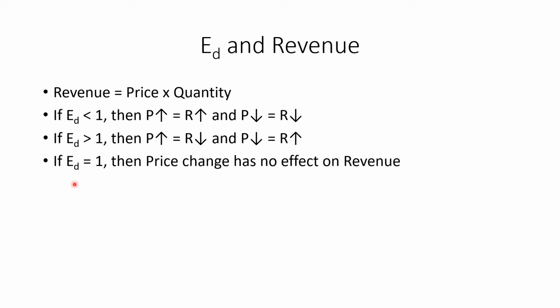If the elasticity happens to be exactly 1, such that the price change is the same as the quantity change as a percentage, then there will be no effect on revenue. It will be even. This has tremendous implications.